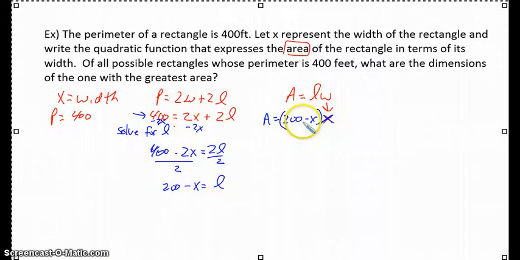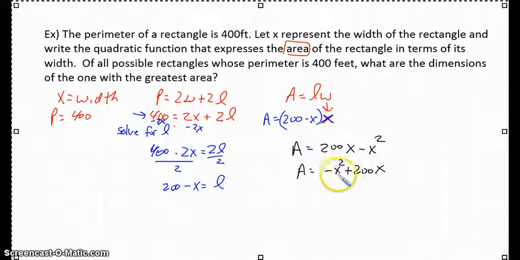So with that being said, that leaves me to find that the area would be equal to, if I use the distributive property, 200x minus x squared. And this is a quadratic. If it's helpful to you to switch the order so you can see that, it'd be negative x squared plus 200x. Well, here's what I know.